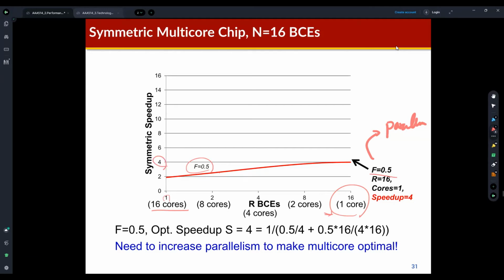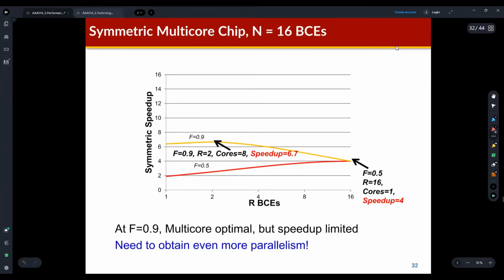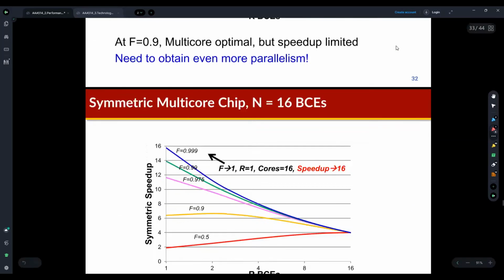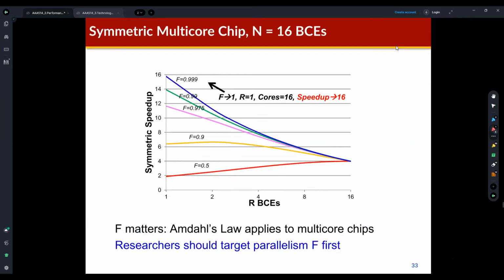Because this is just a single core, the performance is improved by 4. It's obvious. So we can apply a different fraction of the parallelizable part. Like if F is 0.9, then the maximum speedup is about here, which means the number of cores is 2, so the graph looks like this by the fraction of the parallelizable part.